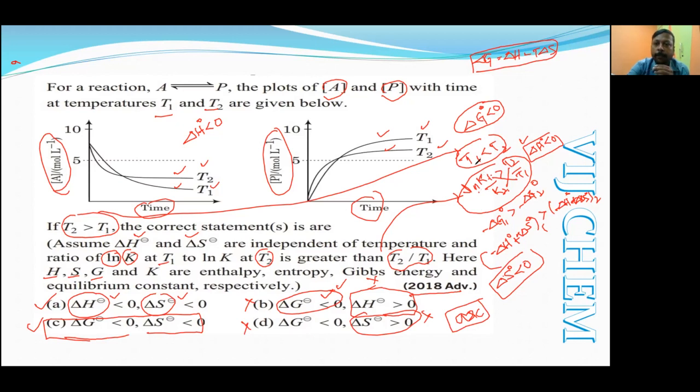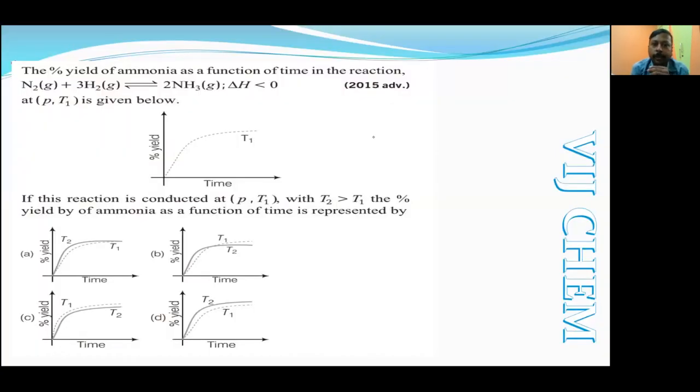Try to make explanatory notes so that in future this type of question may be asked. Here comes the next question, picked up from the 2015 Advanced. The percentage yield of ammonia as a function of time for the reaction, that is the Haber process.